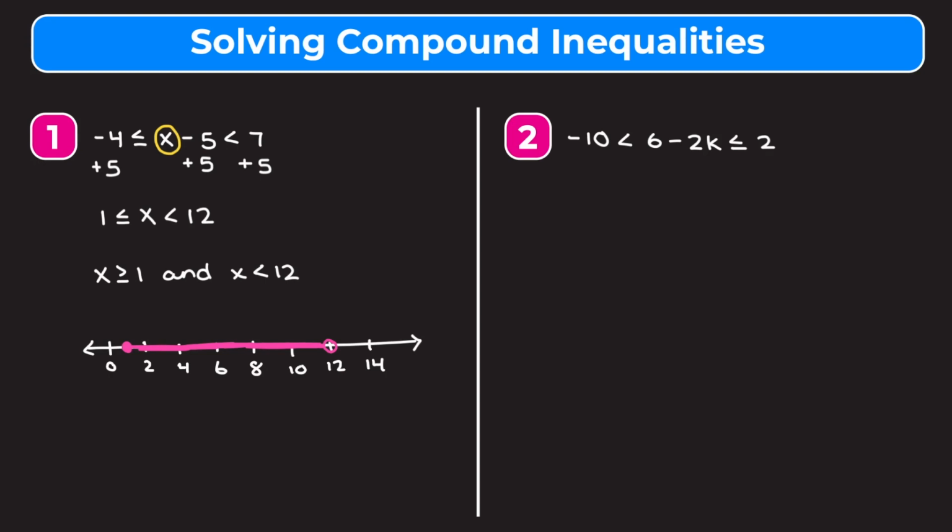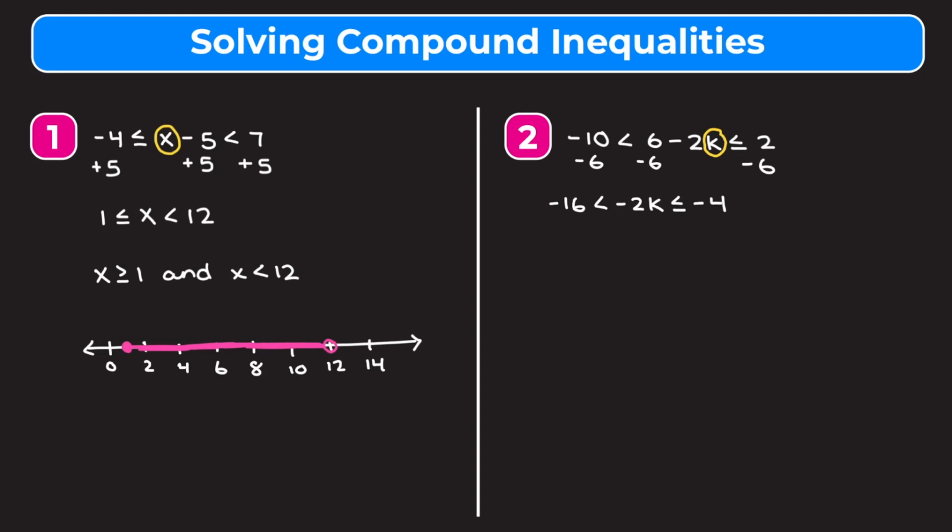Let's take a look at example 2, which is 6 minus 2k is greater than -10, but less than or equal to 2. Again, our goal is to get the variable by itself, so we're trying to get k by itself. We need to get rid of this 6 and -2 in the middle of our inequality. We want to use reverse PEMDAS the same way we solve normal inequalities or equations. So we're going to get rid of this +6 first by subtracting 6 from all 3 parts of our inequality. The left part, -10 minus 6 is -16. We have less than. In the middle, 6 minus 6 is 0, so we're left with -2k. And it is less than or equal to 2 minus 6, which is -4.